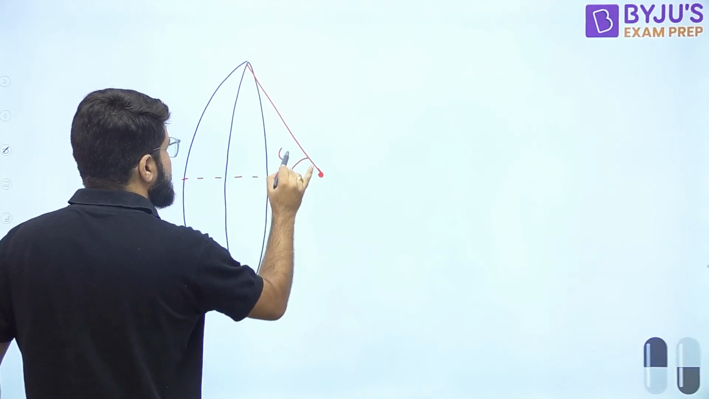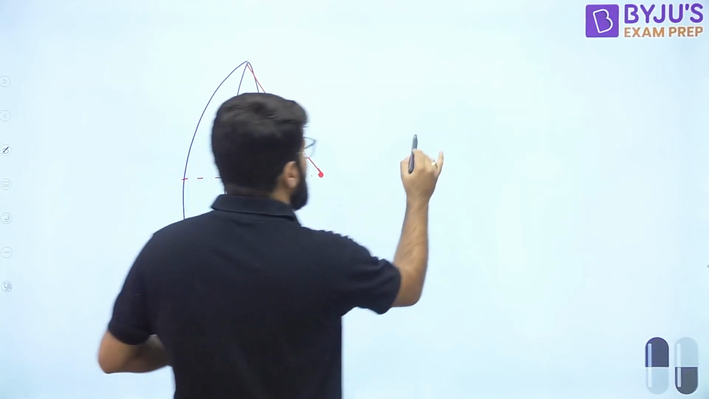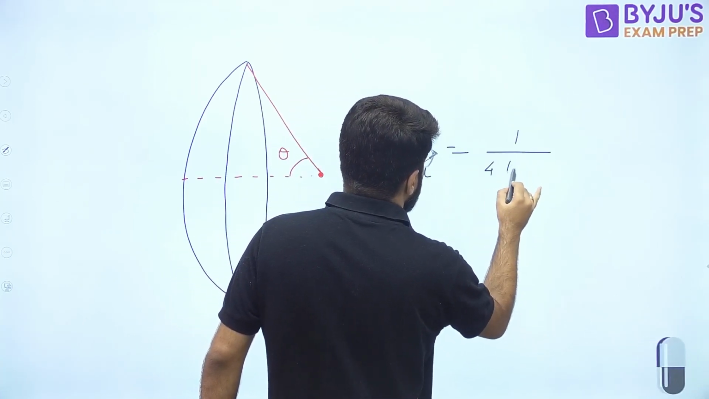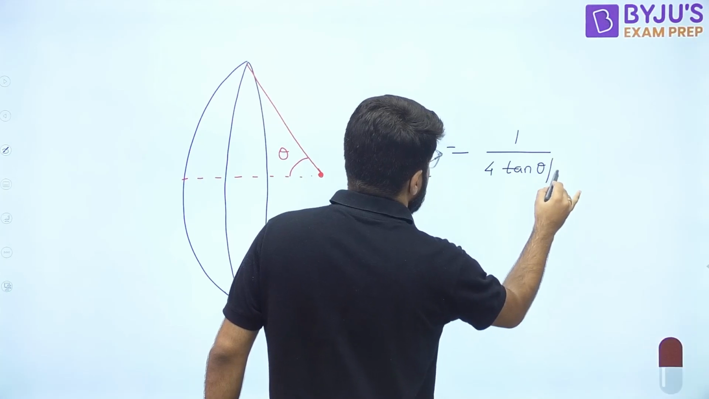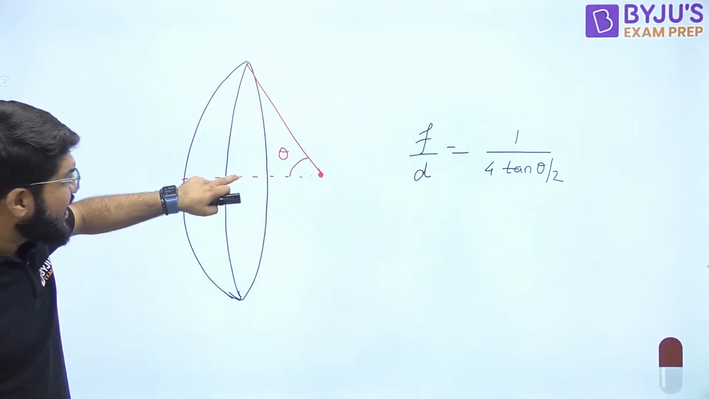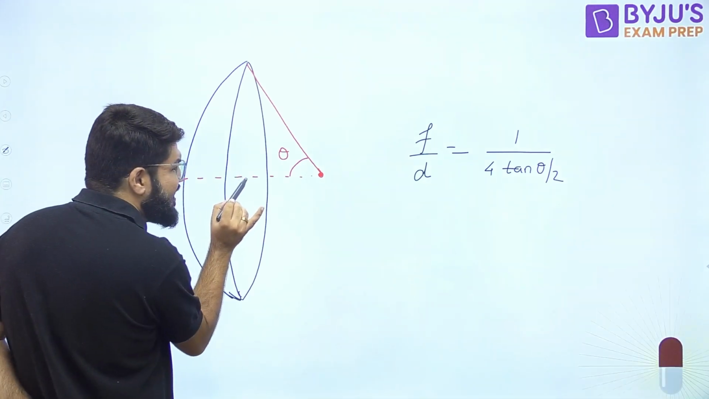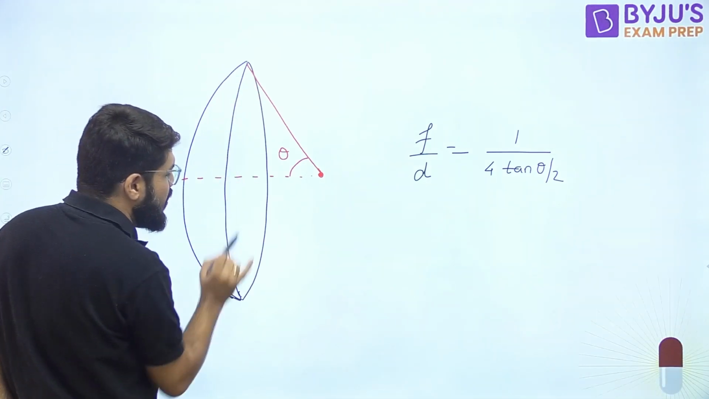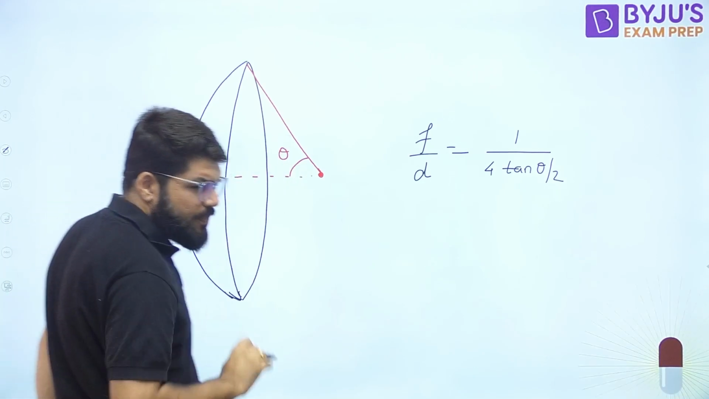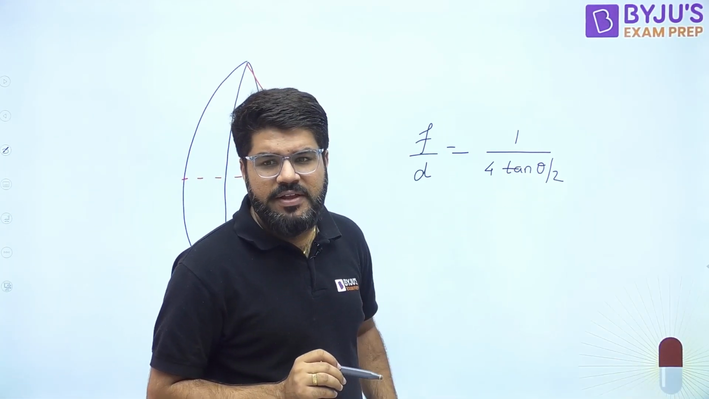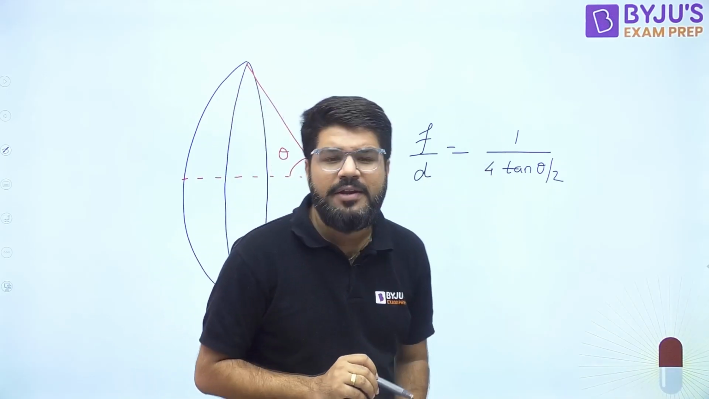Let's say that angle is equal to theta, and then we determine the F by D as 1/4 tan theta by 2. Now, even if you place it exactly at the center, just at the opening of the dish, the theta would be going to 90 degree, and making the theta 90 degree, 90 by 2 is 45 degree, tan 45 is 1, and this will be 0.25.